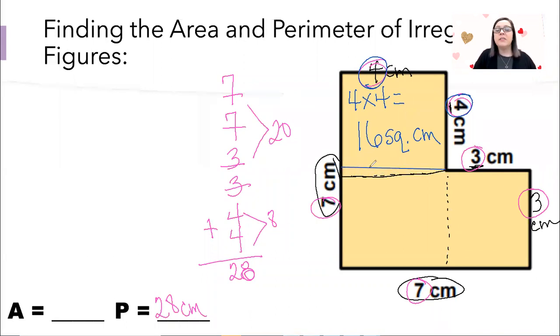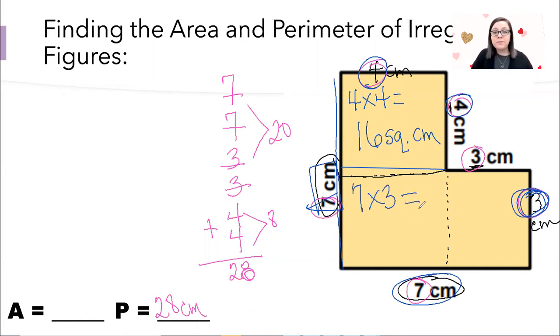Now I'm going to find the area of the bottom rectangle. So for this one, I'm going to use this measurement, because remember, this 7 right here tells me this entire side. I don't need the entire side for my bottom rectangle. So I'm going to use this side over here and then the length down here. And therefore, I'm multiplying 7 times 3 for the bottom rectangle. And what is 7 times 3? Very good. It is 21 square centimeters.